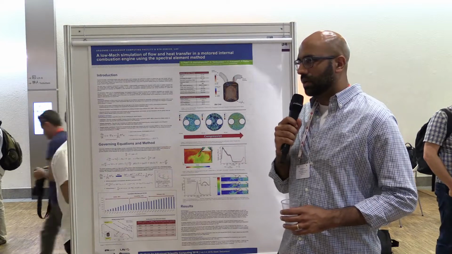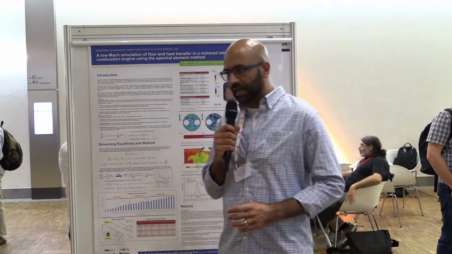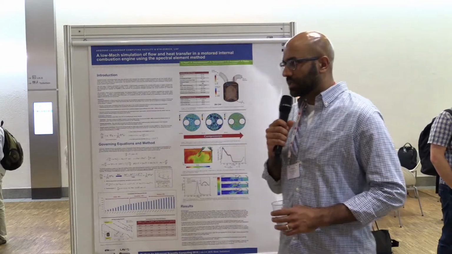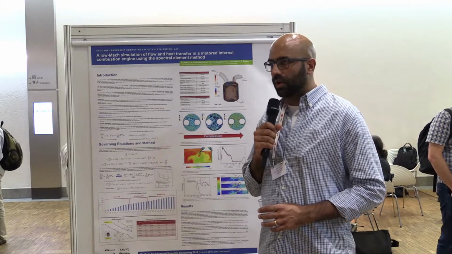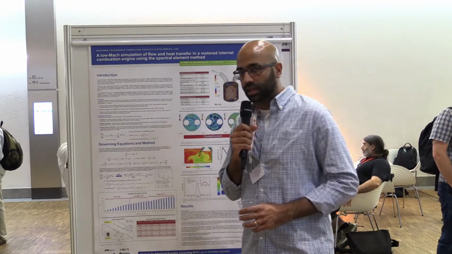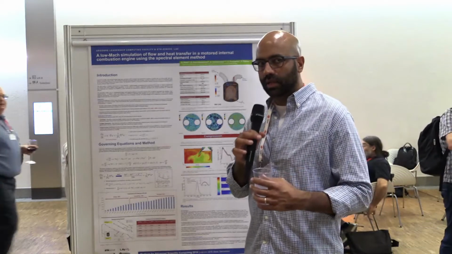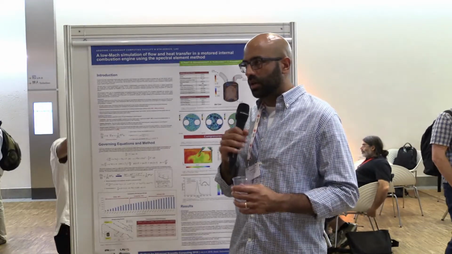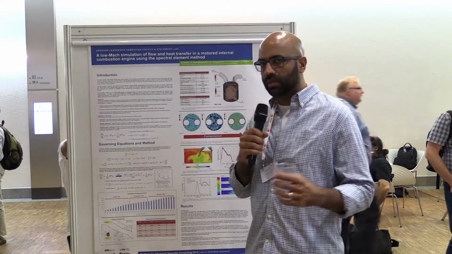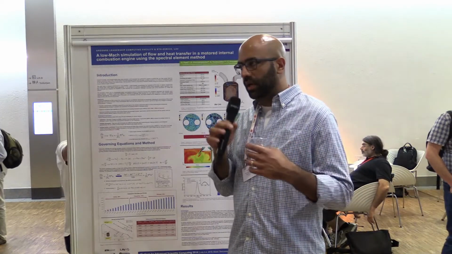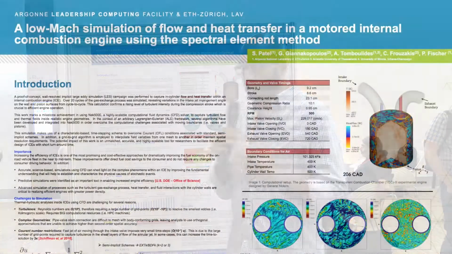And I'm using a code called NEK5000, which is a high order code, and high order in the sense that it's spatially resolved. So we're able to look at a lot of different scales that occur in a fluid, and we're able to look at a lot of different interactions that are occurring on a turbulent level.